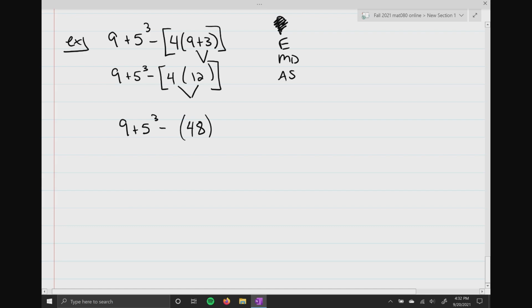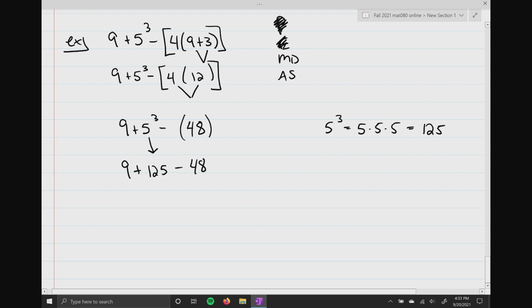Now I got to worry about exponents. Well, I do have 5 to the third. So remember, 5 to the third means 5 times 5 times 5. And that's equal to 125. I'll let you do the math on that. So we have 9 plus 125 minus 48. And if you notice, I did not write the parentheses around the 48, and that's because it's just one number. That's it. So I don't have to worry about it. So now I'm done with exponents.